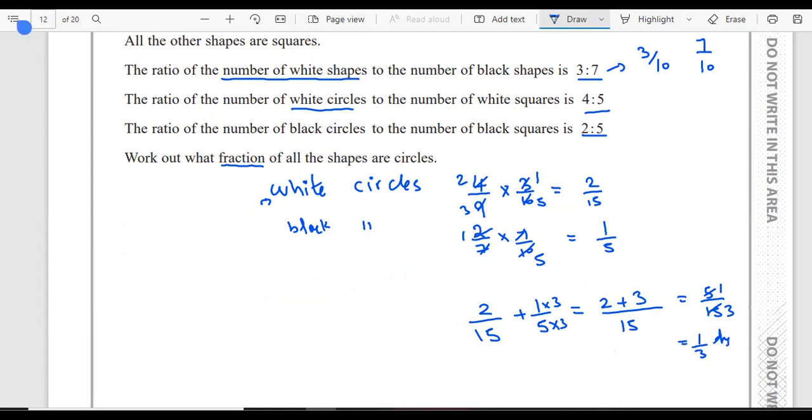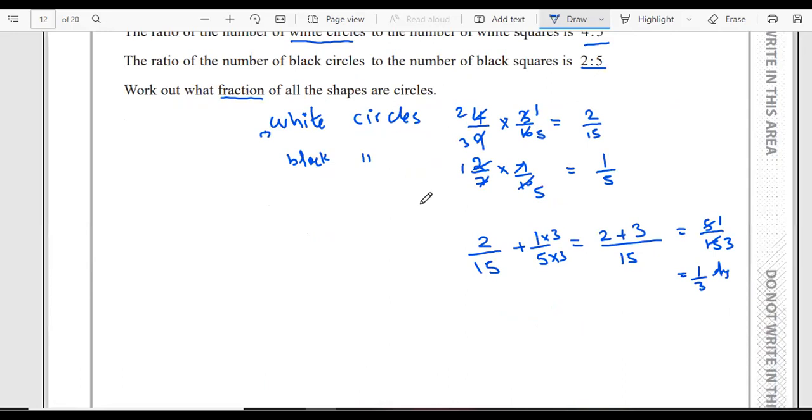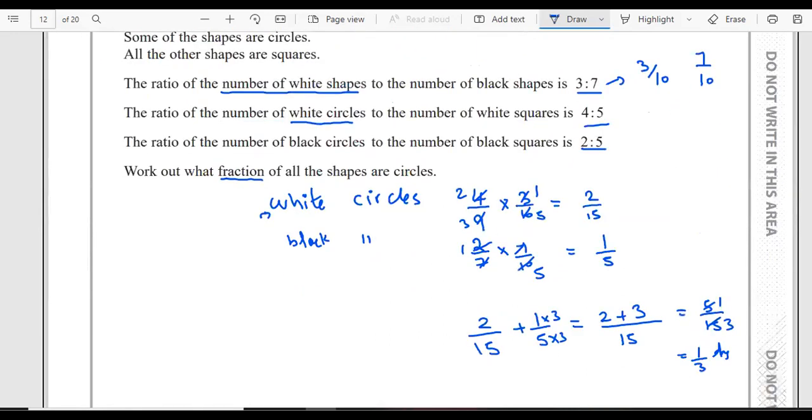Okay. So did you understand this? All right. Oh wait. Let's talk about, wait. You times the top one by 3/10 and the bottom one by 7/10. Sorry. So you times the top one by 3/10. Yeah. Because that is the fraction of white shapes. It says the ratio of the number of white shapes to the number of black shapes is 3:7.